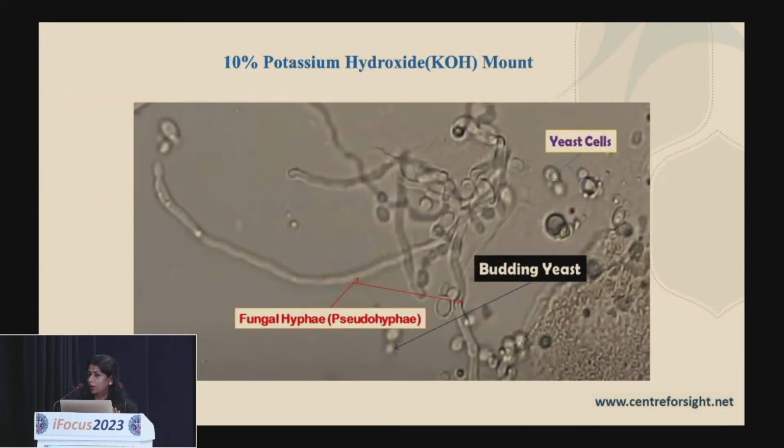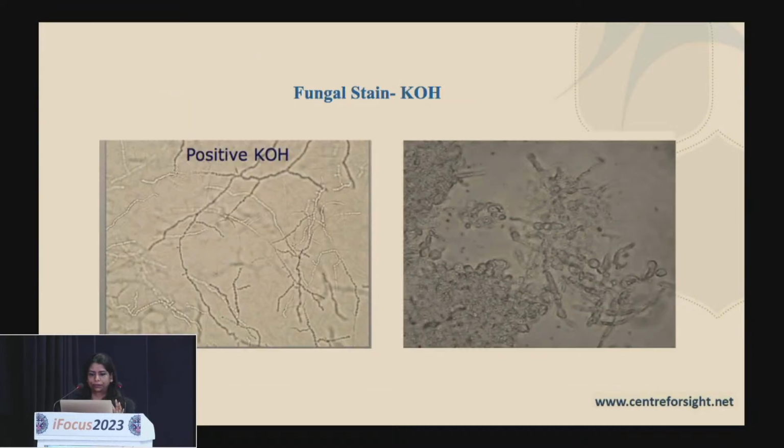This is a picture not from the eye, just wanted to show you how pseudohyphae look on KOH. So the budding cells are there, and the pseudohyphae are there.